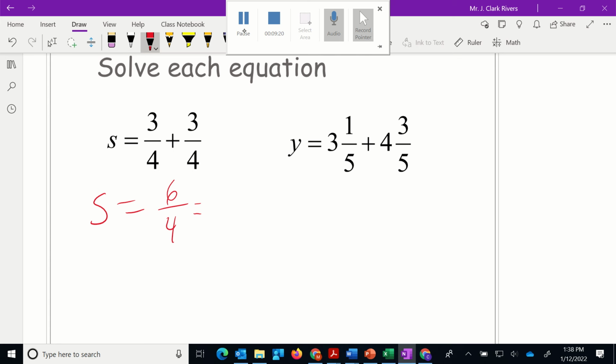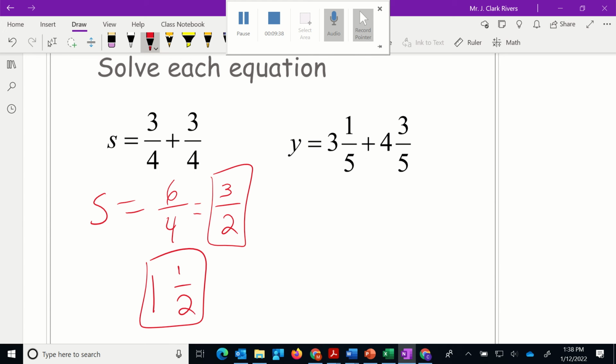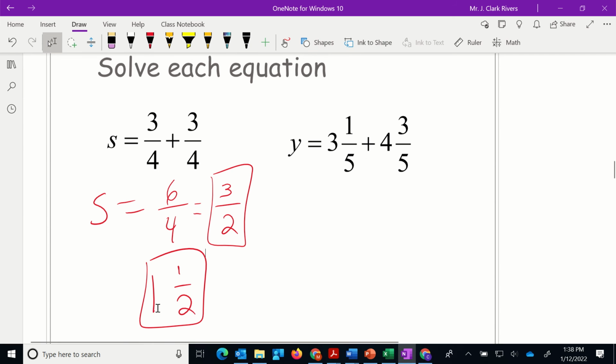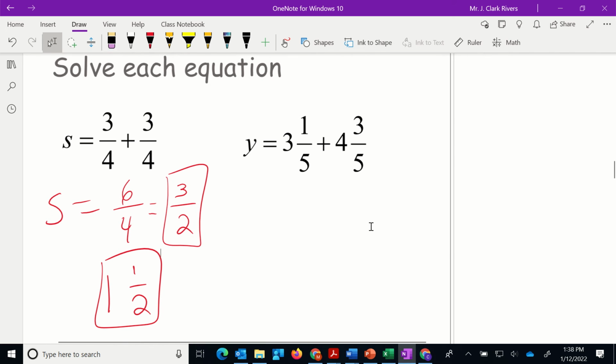Well, we can divide both of these by what? 2. So 6 divided by 2 is? 4 divided by 2 is? So we end up with 3/2, which you might say is 1 and 1/2, right? Either 1 and 1/2 or 3/2, either way is fine. How did I get 1 and 1/2? How many groups of 2 are there in 3? There's one group of 2. So if you take 2 out of the 3, you're left with 1/2. There you go.